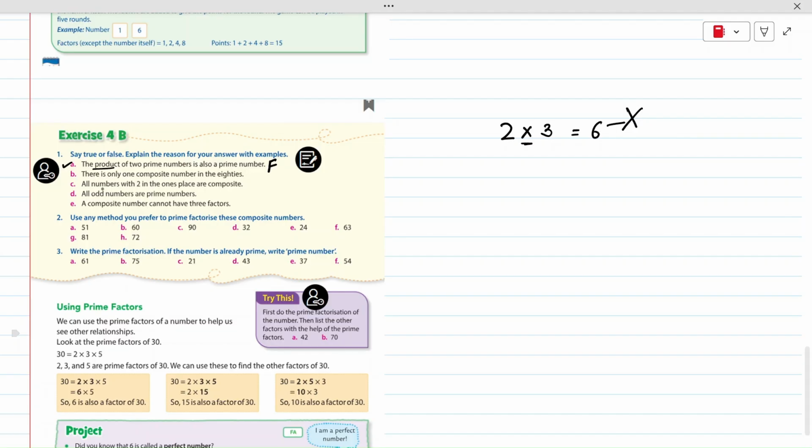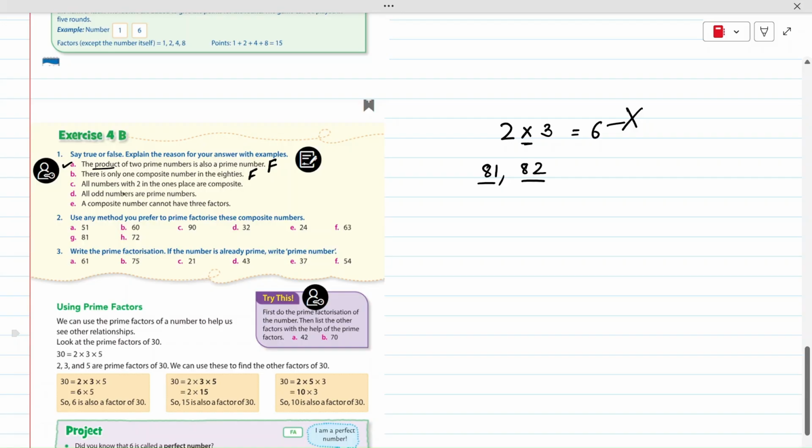Correct? Next, there is only one composite number in the 80s. So kids, we have done this. Also, if I give you an example, 81 and 82 are both composite numbers. So this is also false.